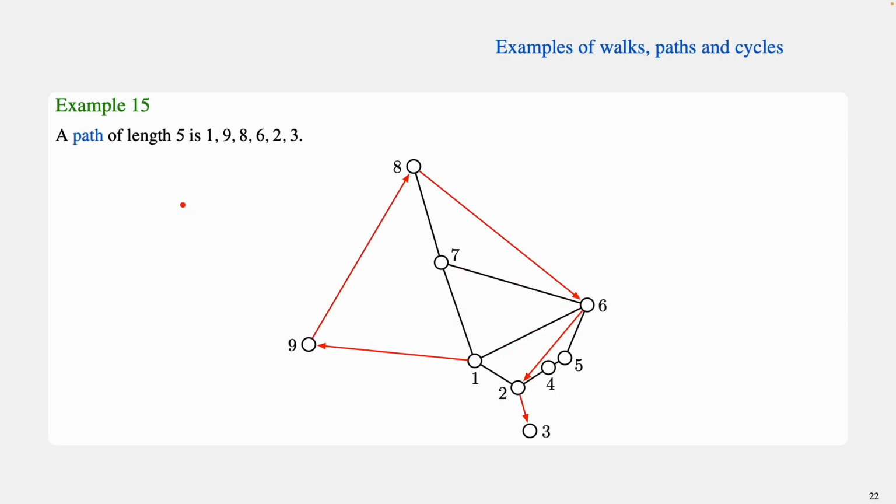Here we have a path of length 5, so no vertex is used twice in this path. From 1 to 9, 9 to 8, 8 to 6, 6 to 2, and 2 to 3. And here we have a cycle of length 5, beginning and ending at 1, so no vertex other than the initial vertex is used twice. We go to 7, to 6, to 8, 9, and back to 1.